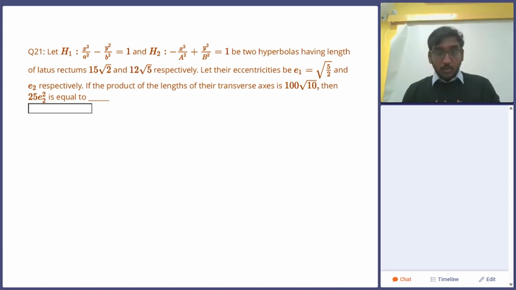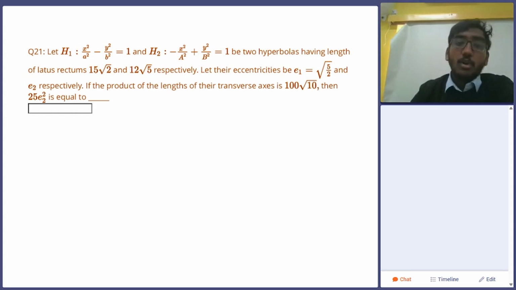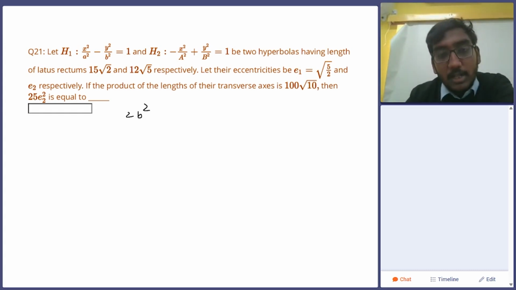So this question is from conic sections. They have given a rectangular hyperbola, right? The equation is known. One more rectangular hyperbola equation is known, and the eccentricity of one rectangular hyperbola is given. The latus rectum lengths of both the hyperbolas are given. First, what is the latus rectum length? It is 2b square by a, that is 2b square by a equal to 15 root 2, right?